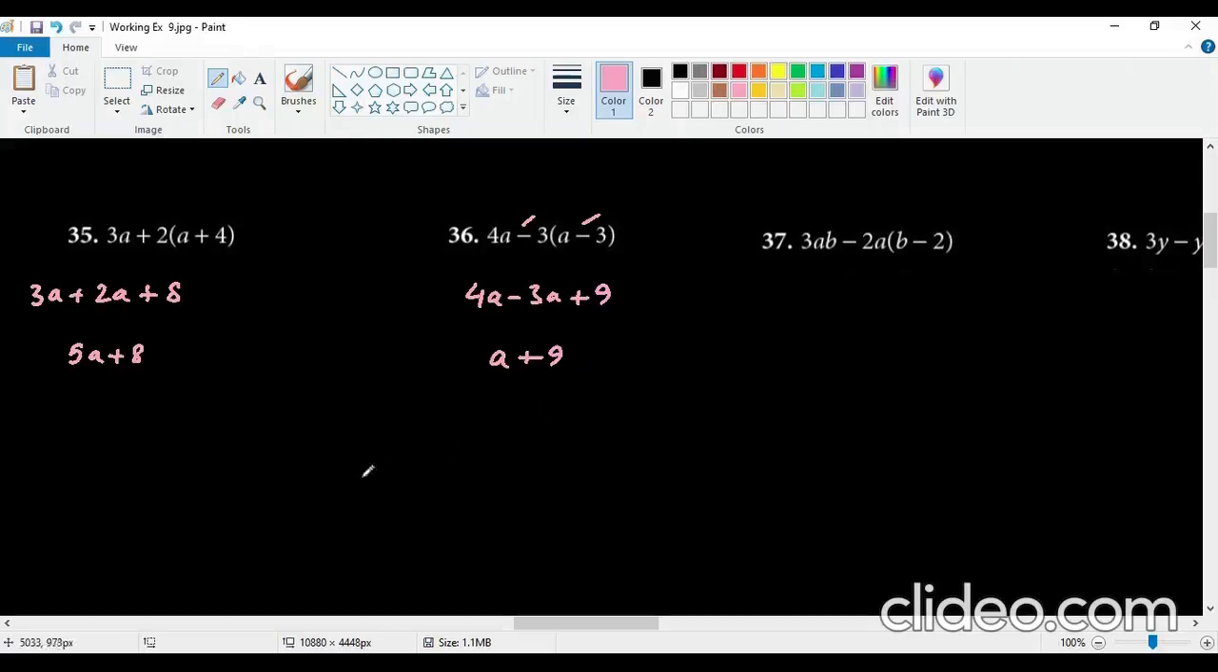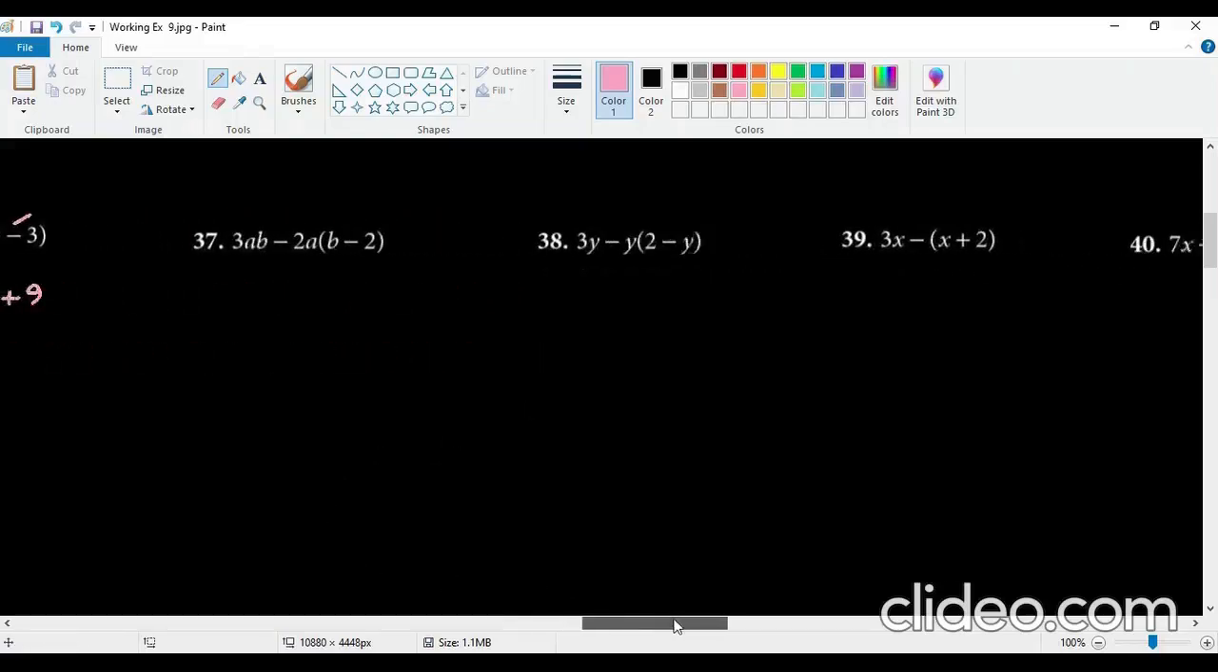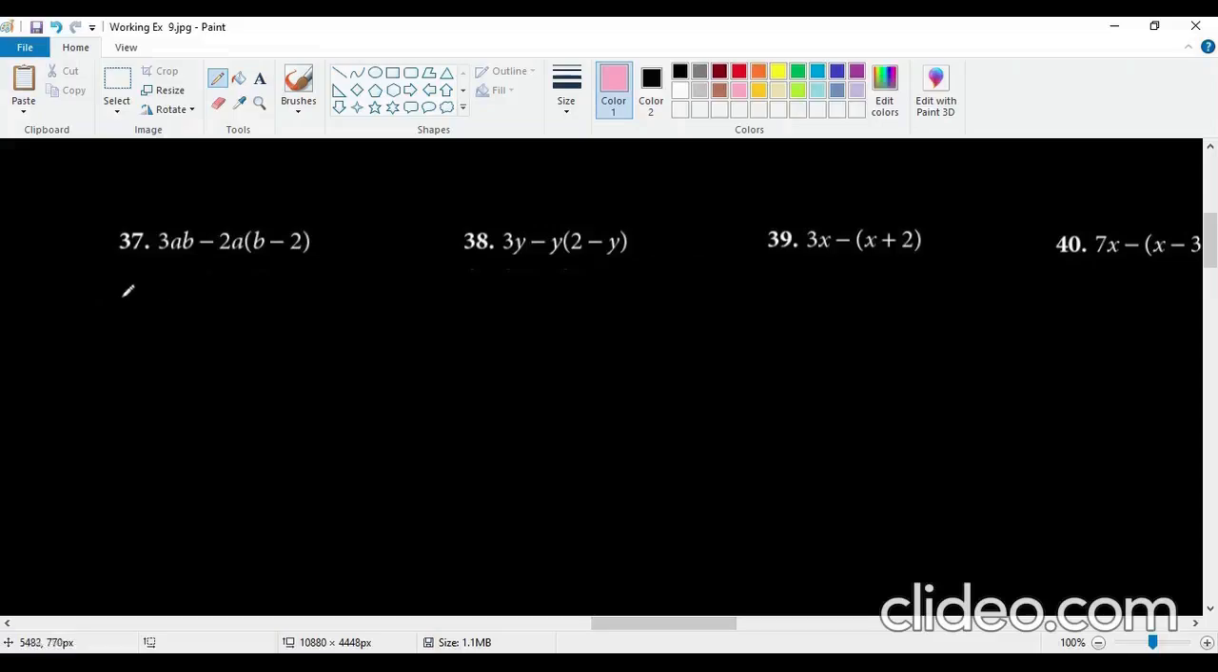When it comes to 37, I know very well the first one is going to be 3ab and minus 2ab, and minus minus is a plus. 2 times 2 is a 4. So 3 minus 2 is going to give you ab only, and 4 is going to be your answer for question number 37.